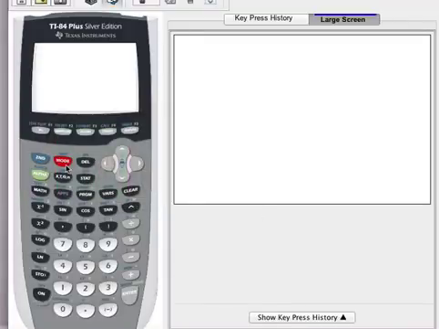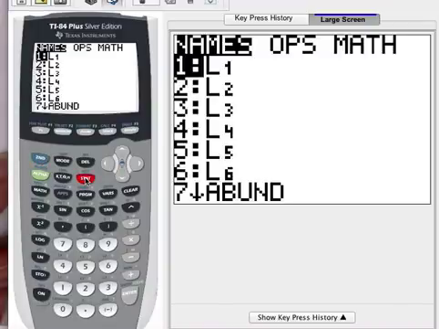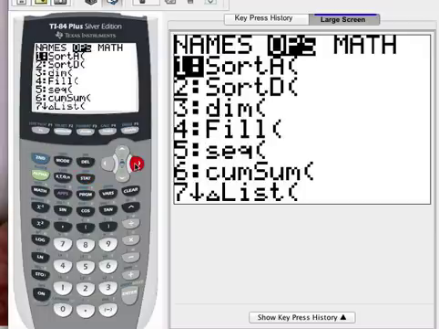So on the calculator, first you want to press the second button, and then press the stat button. That will access the list options. You can see it says list above the stat button. These are all of the different list options. You want to go to the OPS menu option. That stands for operations. It's option number 1, sort A. That means sort ascending. That's the option that you want.